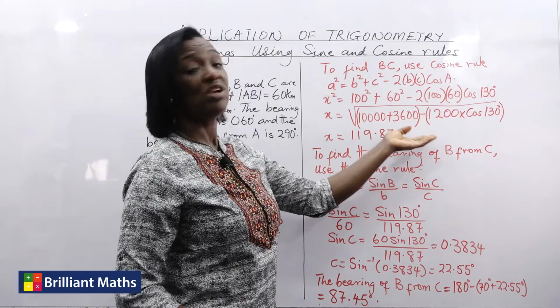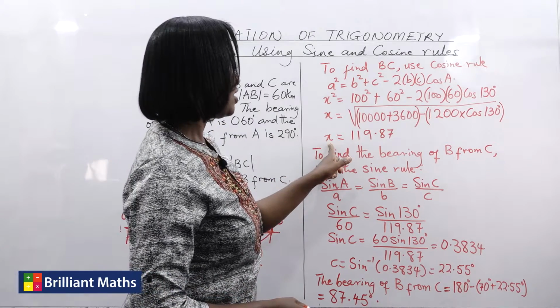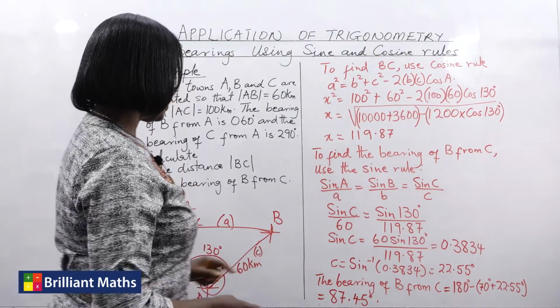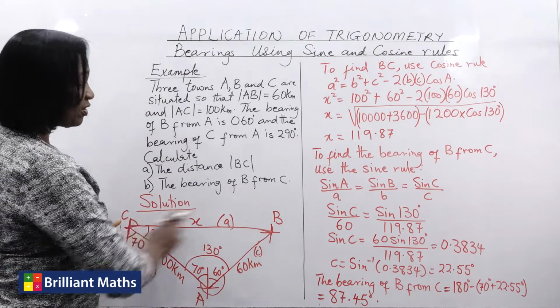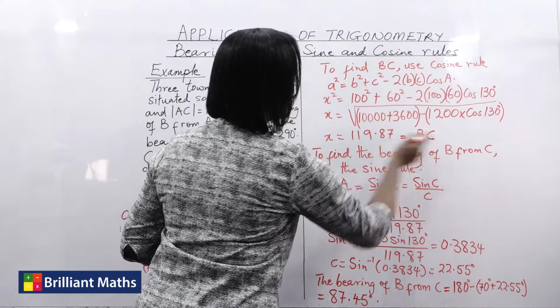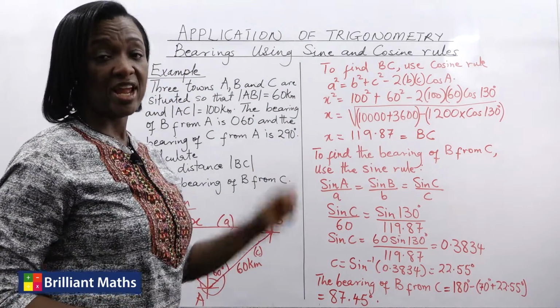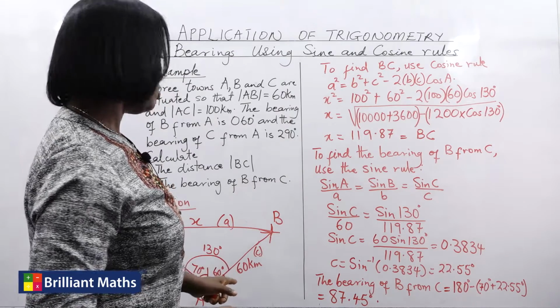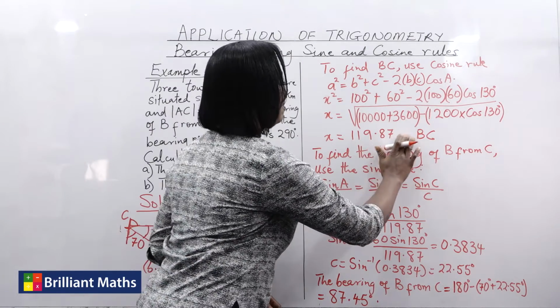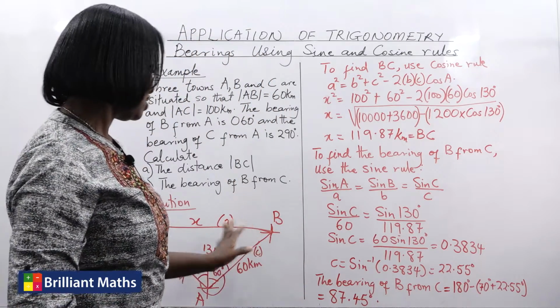You can put that straight away into your calculator and you'll find that the value of x, which is the distance of BC, is equal to 119.87 kilometers. Very important. So we have found that distance.